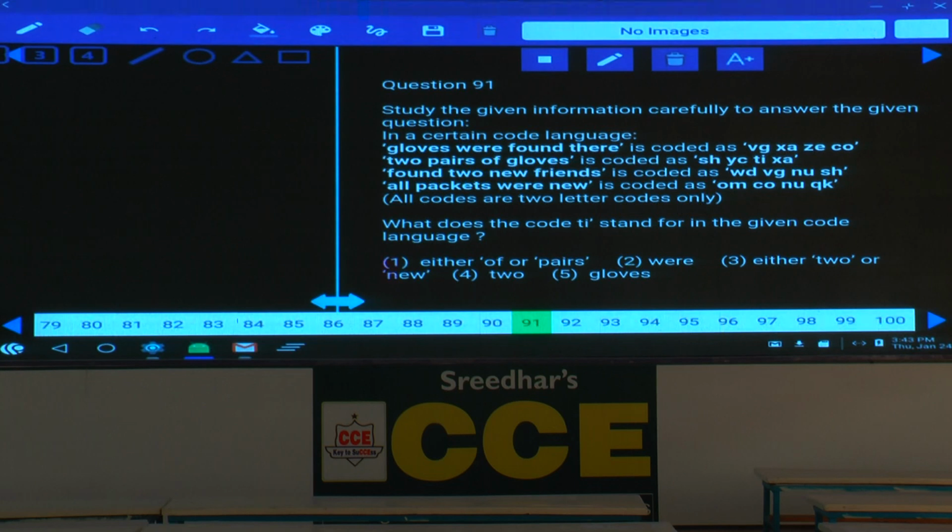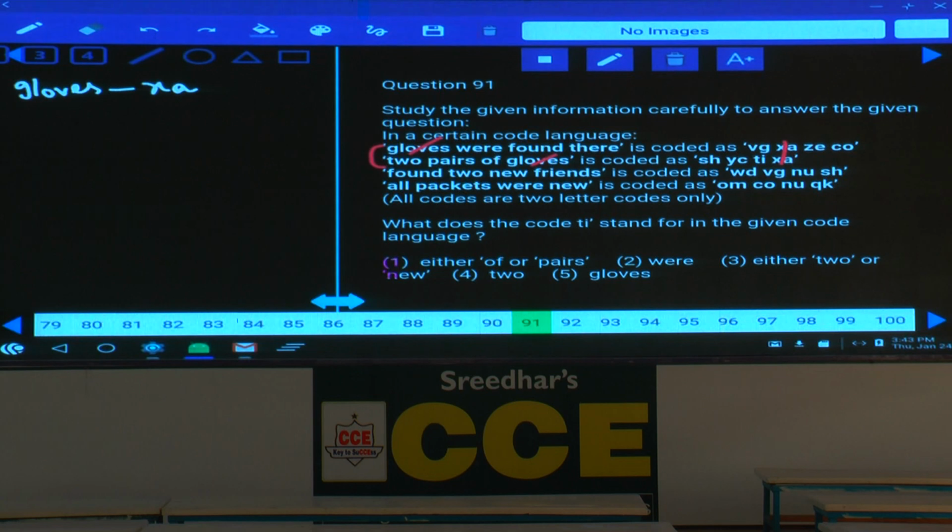The first and the second statement, if you observe here, how many words are common between the first and the second statements? Gloves were found there, and here 2 pairs of gloves. Hence what is the word which is common? Gloves is the only word which is common. As only one word gloves is common between the first and the second statements, then which symbol is common here? VG, XA. XA is common, and the code to the word gloves is XA. Gloves, XA.